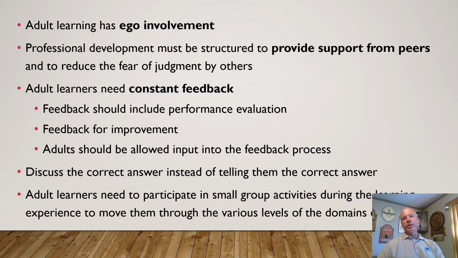And so here's a more ego one. Adult learning has ego involvement, so be careful of their egos. Provide support from their peers. You can build that teamwork and that camaraderie and structure it so they're giving feedback. They're used to giving feedback, and they're used to judging others and being judged by others and seeing it as, this is what adults do.